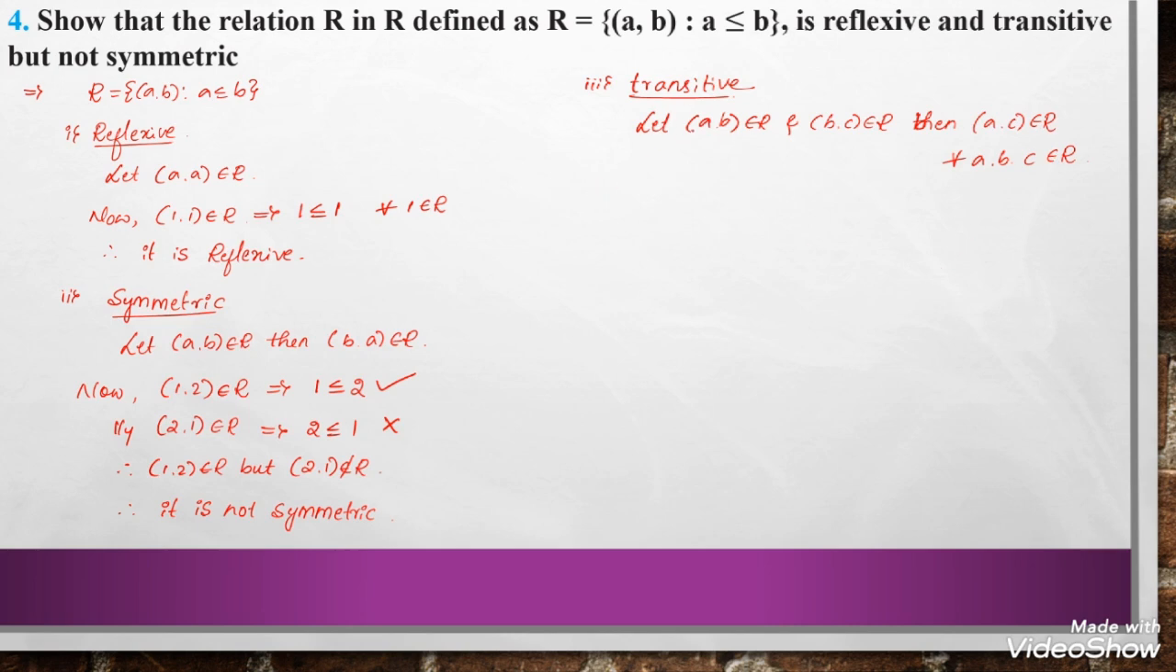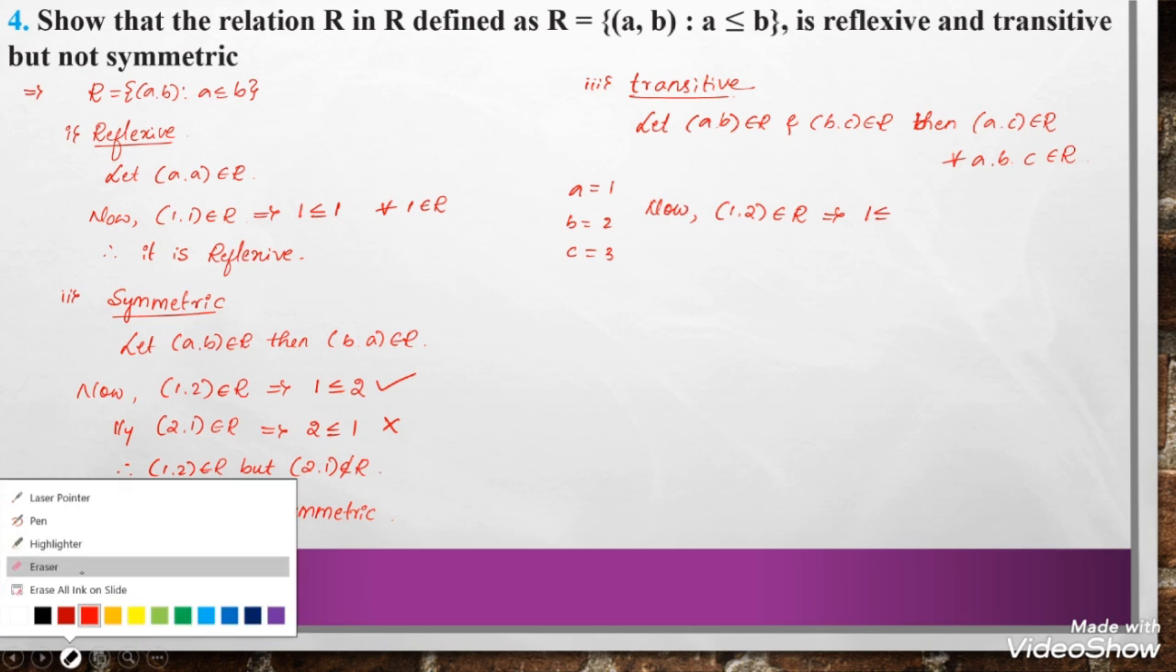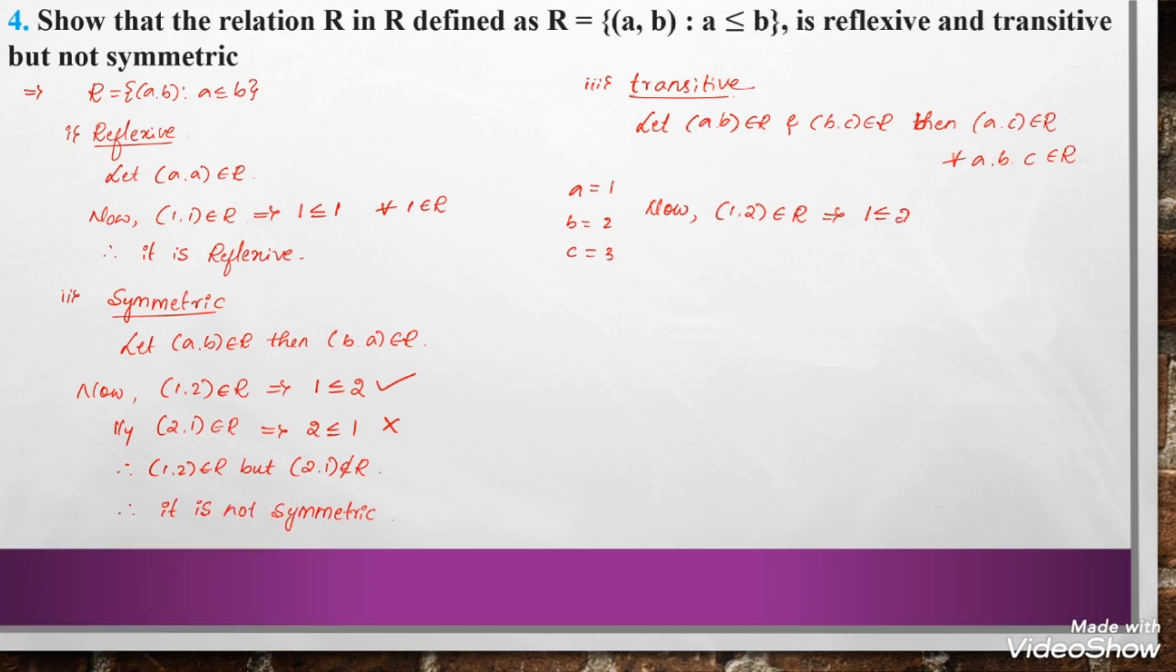Again, I will check the transitive condition, taking a equal to 1, b equal to 2, c equal to 3. Now let us consider the condition. (1, 2) belongs to R. Then the condition: 1 is less than or equal to b, that is 2. Yes, 1 is less than or equal to 2. The condition is satisfied. Again, (2, 3) belongs to R.